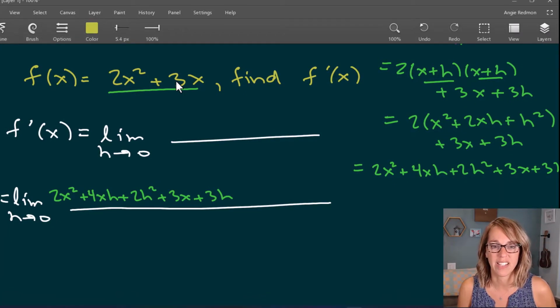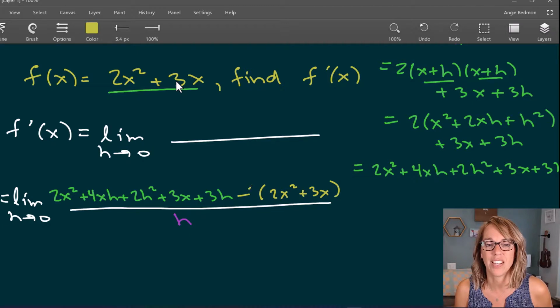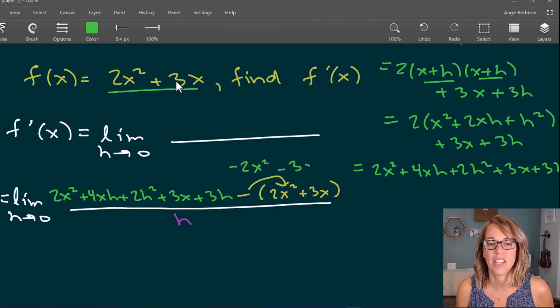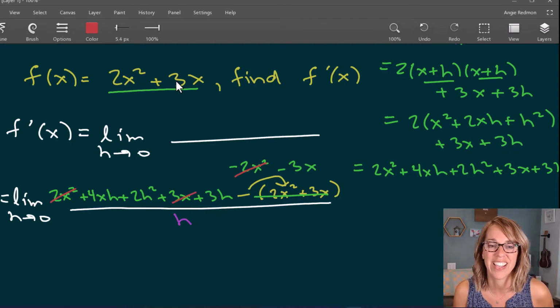So I'm going to write now minus parentheses, 2x squared plus 3x, and this is all, of course, still divided by h. Now, because I'm so close here, I just need to distribute that negative sign. Let's distribute the negative sign in line and rewrite what this becomes. As I distribute the negative sign, I get negative 2x squared minus 3x. Now I can go ahead and simplify what I can. I can cancel the 2x squared. Remember, your goal was to have only h terms, and this is going to work out beautifully. And I get the negative 3x canceling with the positive 3x.